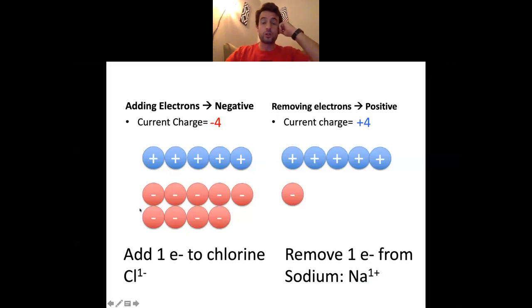So the moral of this story is if we add 1 electron to chlorine, remember that makes it stable, it becomes Cl1-. If we remove 1 electron from sodium, now we're getting a positive charge because we're removing that negative thing.